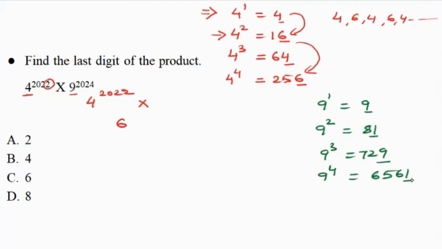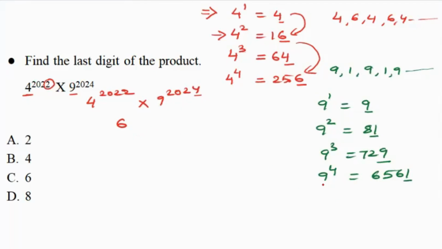Correct? So if we are talking about the nines pattern, it continues with 9, 1, then 9, then 1. So again, we can say the last digit of the powers of 9 repeats in the pattern of 9, 1, 9, 1, 9, 1, like that only. Now, if we look over here, 9 is raised to the power 2024, and the power's last digit is 4 only.